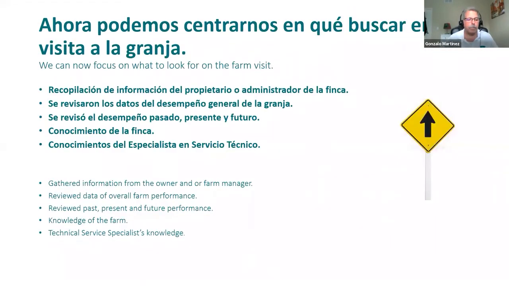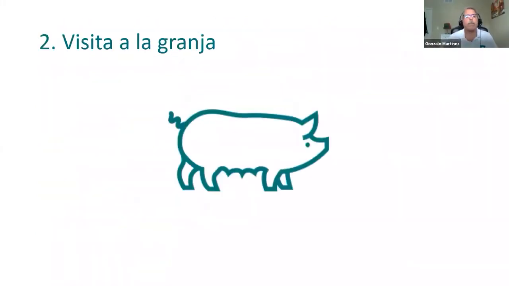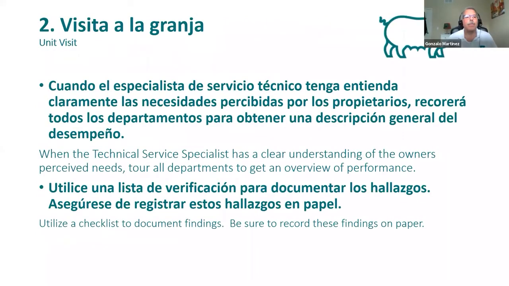Okay. So we've gathered information from the owner, or we've reviewed data, the overall farm, we've reviewed the past, present, and future. We know about the history, and then the technical service specialist. Okay, so when the technical service specialist has a clear understanding of the owner's perceived needs, then we tour all, and I heavily suggest using a checklist to document your findings.